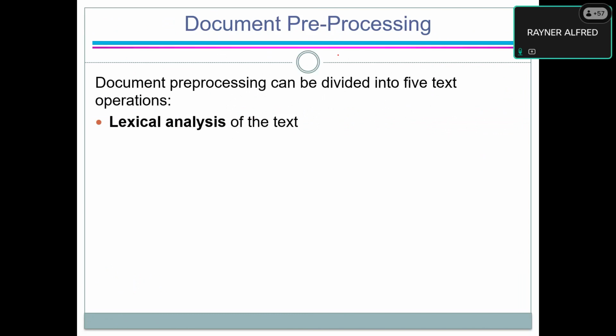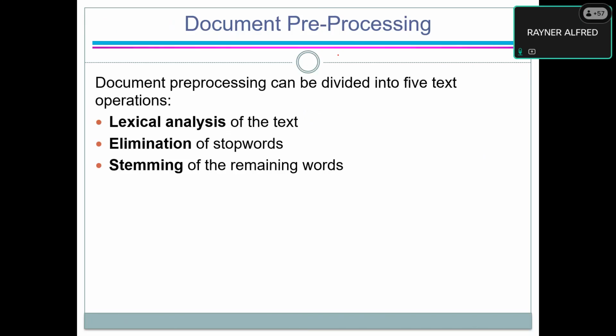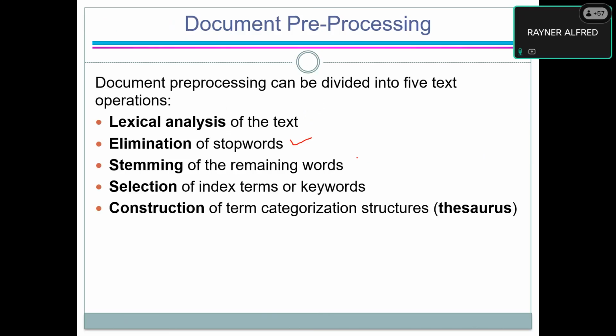Okay, so the document pre-processing can be divided into 5 text operations. For example, lexical analysis of the text, elimination of stop words because we don't want to include them in our vocabulary, stemming, selection of index terms, and then construction of the vocabulary.